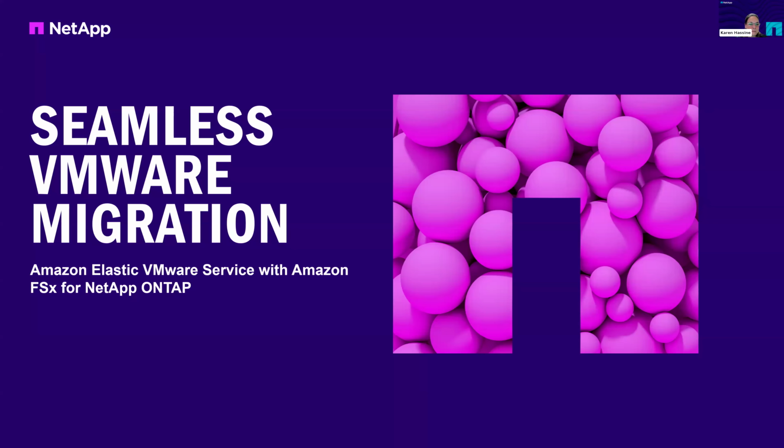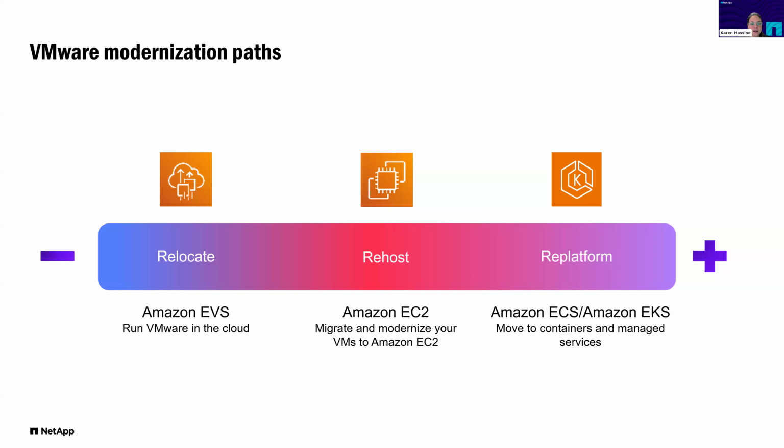Amazing. Okay, so let's start with a little bit of a recap on something that we talked about the last time we did a webinar a few months ago around VMware modernization and what the pathways available for customers are. There are several options for customers that are looking to modernize their VMware workloads on AWS. The first and the easiest path is to relocate that workload to Amazon EVS. And that's what we're going to be focusing on today.